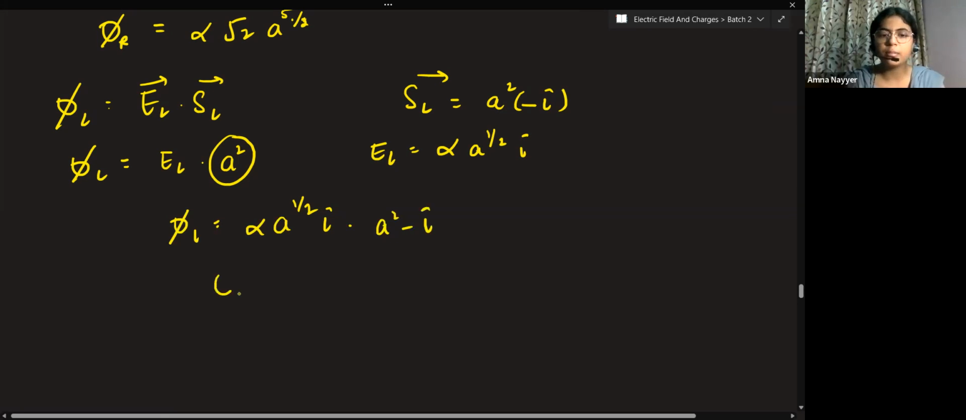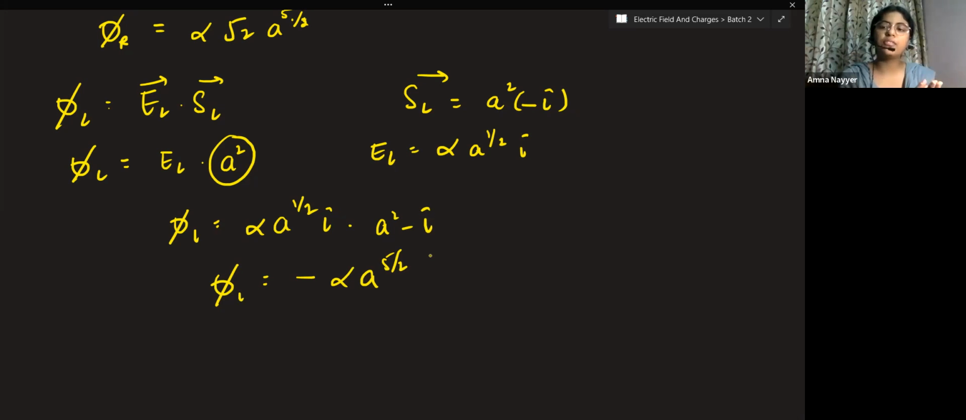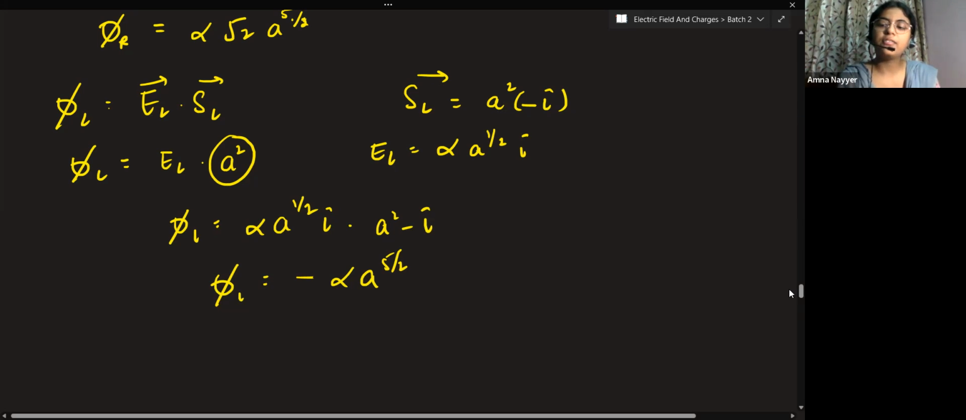So again it will be similar to the previous one. It's just that we are not getting root 2, we are getting this and a minus sign extra. So minus alpha a to the power 5 by 2. This is the flux because of the left hand side face. So now see, you have the flux for the right hand side face, you have the flux for the left hand side face, and the flux because of the rest of the 4 faces is 0.